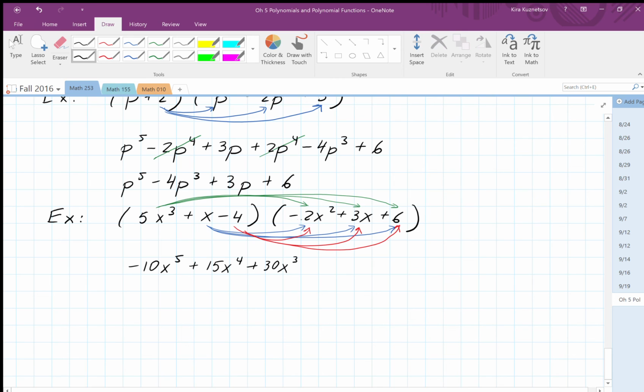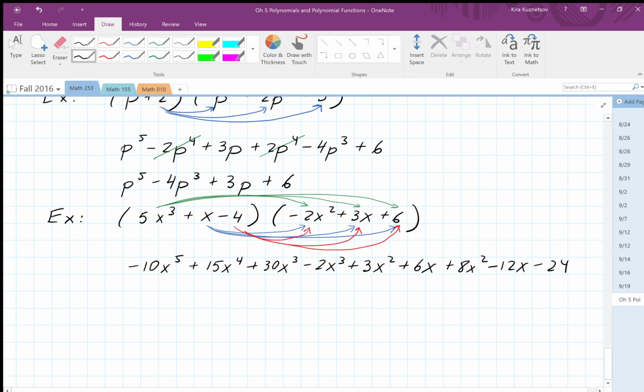Positive x times negative 2x squared is a negative 2x cubed. Positive x times positive 3x is positive 3x squared. Positive x times 6 is positive 6x. Moving on to a negative 4. Negative 4 times negative 2x squared is positive 8x squared. Negative 4 times 3x is negative 12x. And negative 4 times positive 6 is negative 24.